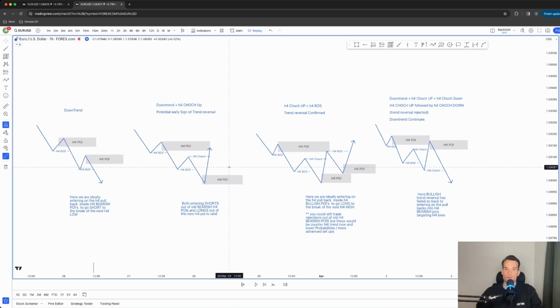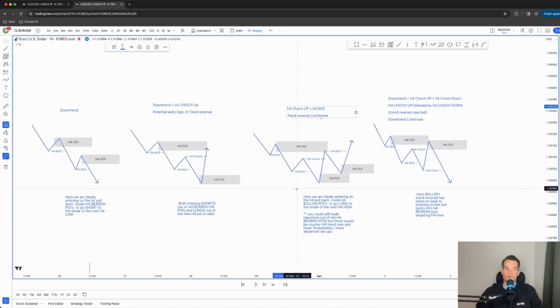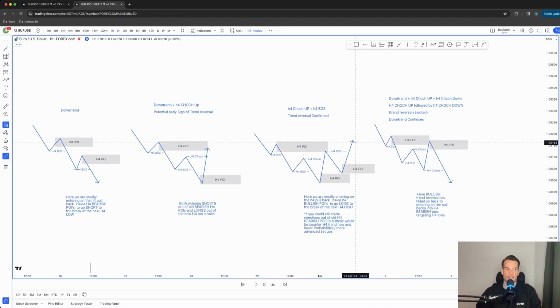And we're going to look at the two outcomes of an actual potential reversal or a CHoCH failure. The first one we'll look at is if the reversal confirms. What we end up with is a confirmed trend reversal: the H4 CHoCH is turned into an H4 BOS confirming our H4 trend reversal, and we're looking to trade out of our bullish H4 points of interest to continue the bullish trend that has now begun.